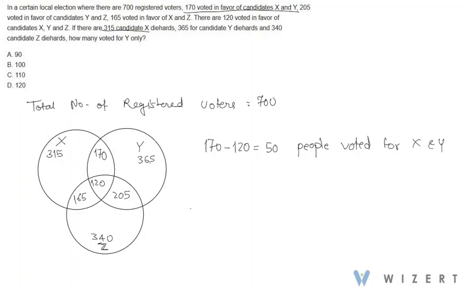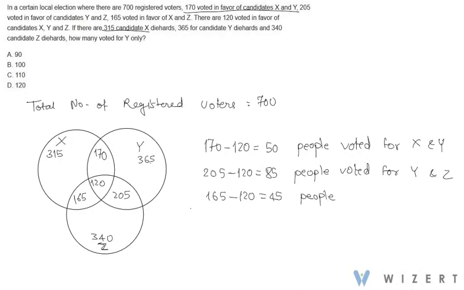Similarly, in order to find only this part of the overlap, we write 205 minus 120 equal to 85 people voted for Y and Z, and 165 minus 120 equal to 45 people voted for X and Z.